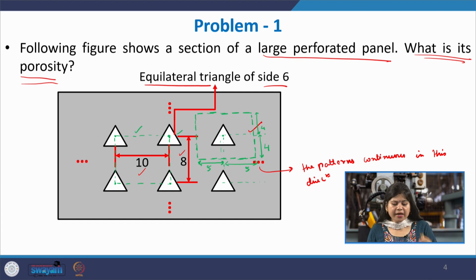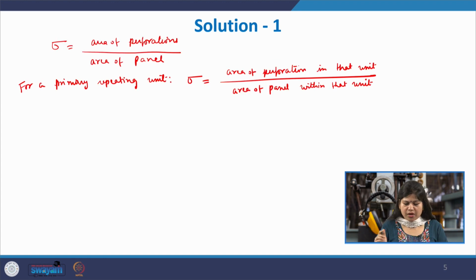So, the area of the panel would be a rectangle of side 10 and 8, that would be the area of the panel. In the same way, if you examine this unit also, here you can straight away see the total area of that primary repeating unit. This would be the area of that unit. The complete area of that unit will be used for the porosity.